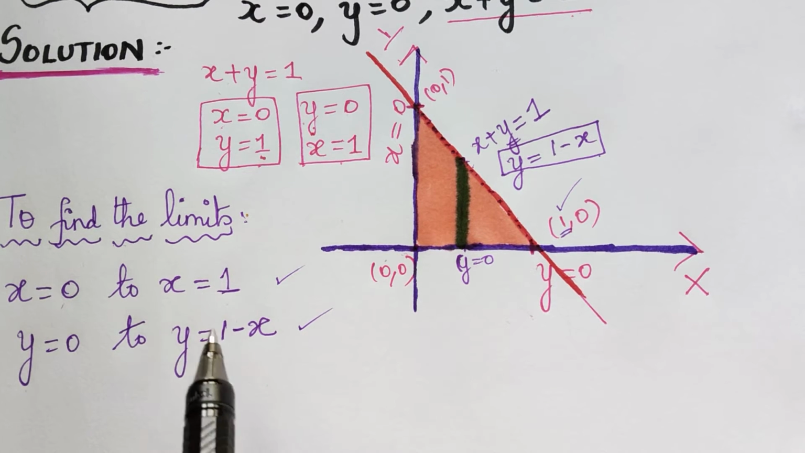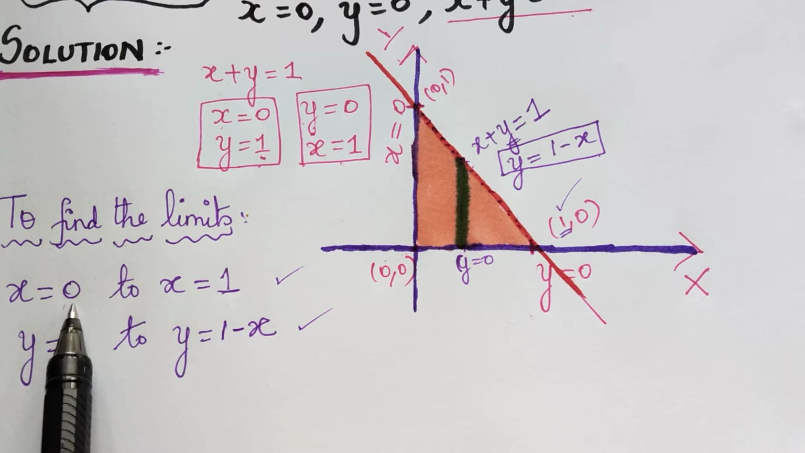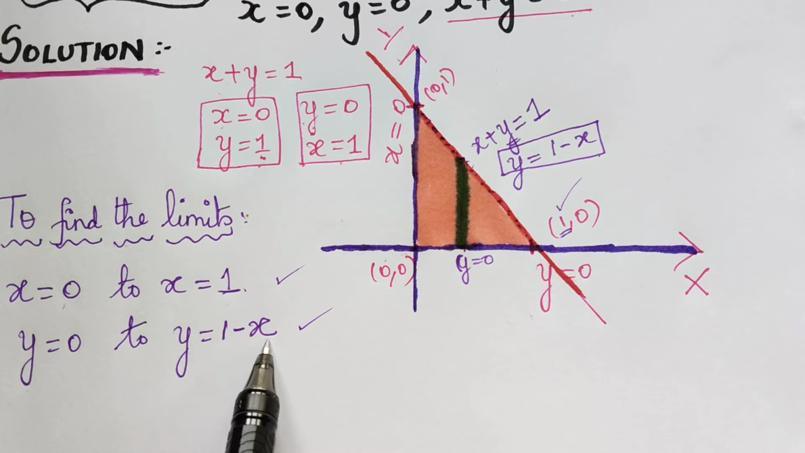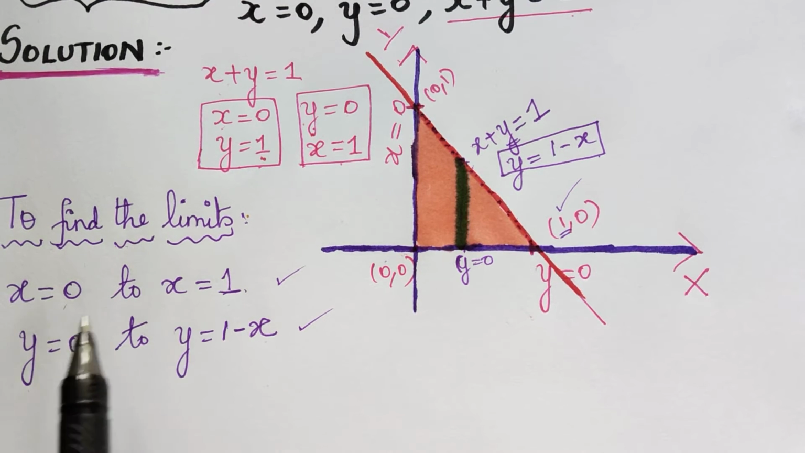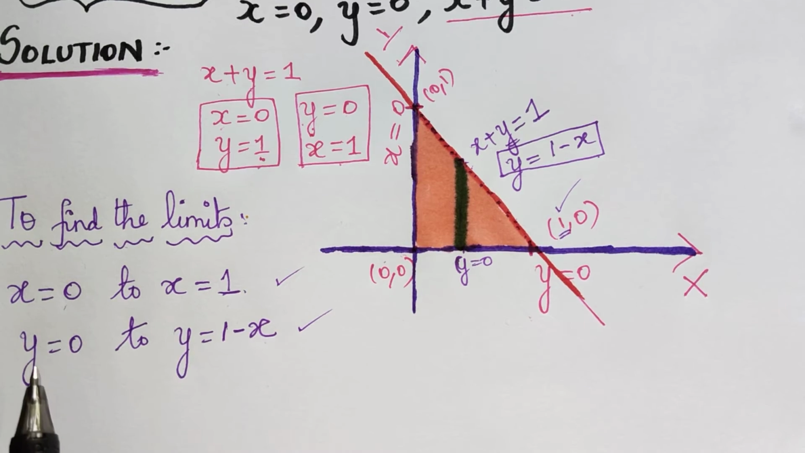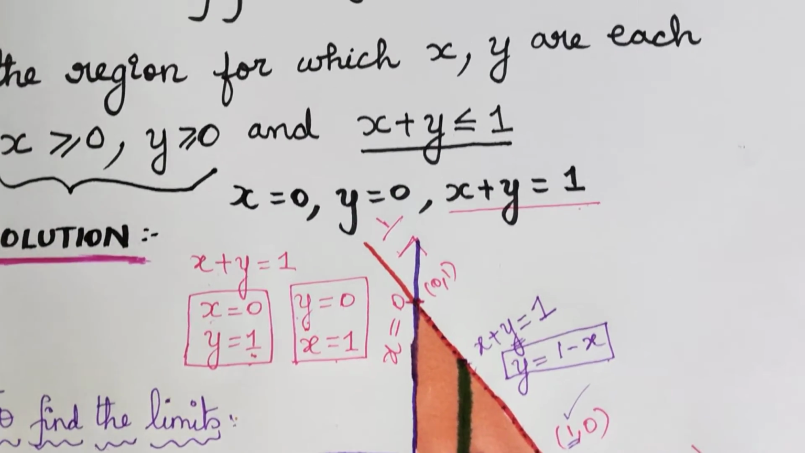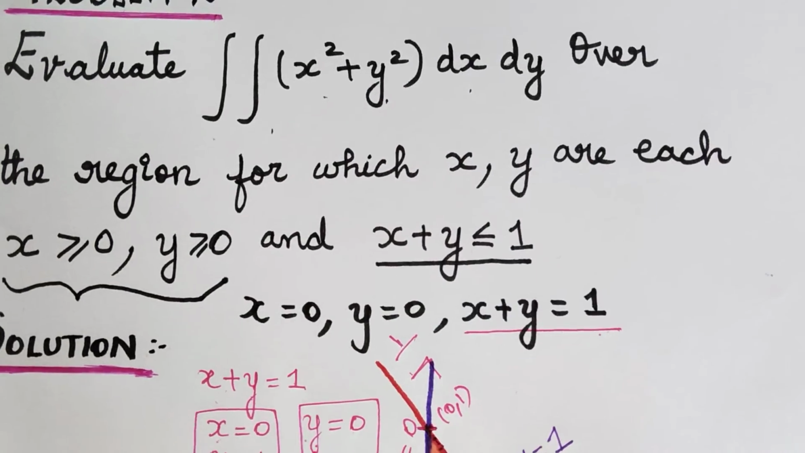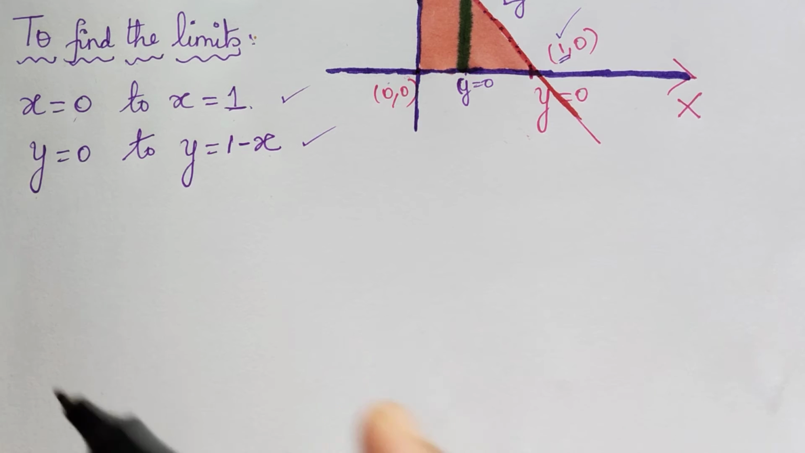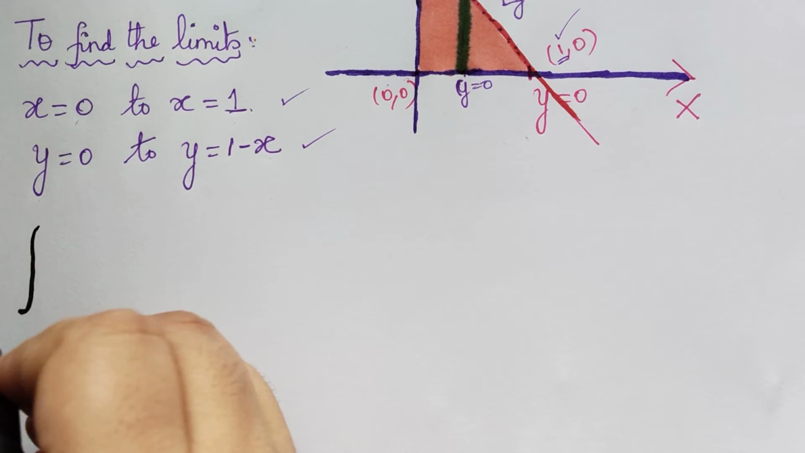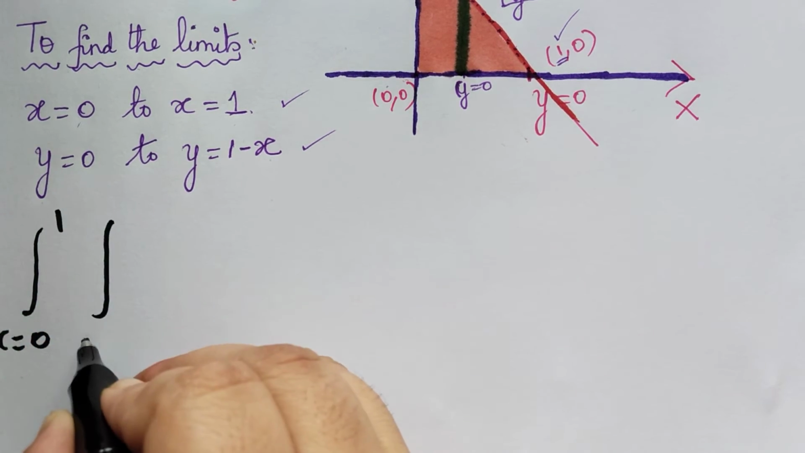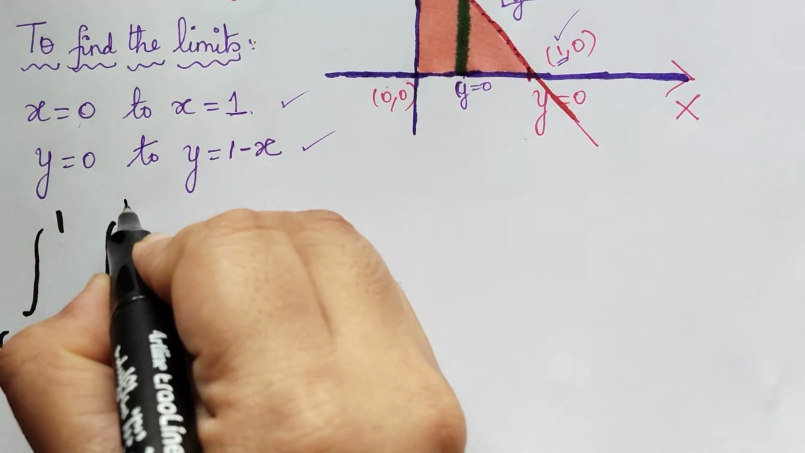Now we have to integrate. Since the limits for x are independent of any variable, this will be the outer limit, and this is dependent on the variable x, so it will be the inner limit. So the outer limit is for x and the inner limit is for y. Now let us write the given integral with the limits, that is, the double integral of x square plus y square dx dy. When we write it with the limits, it will be, as I told you, outer limit x is equal to 0 to 1 and inner limit y is equal to 0 to 1 minus x.